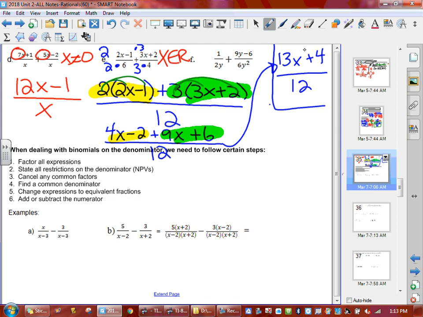Any questions so far on the monomial denominators? What you're trying to do is create your common denominator and then multiply what's missing. Okay, multiply what's missing. Am I allowed to erase the blue now almost? Not quite?